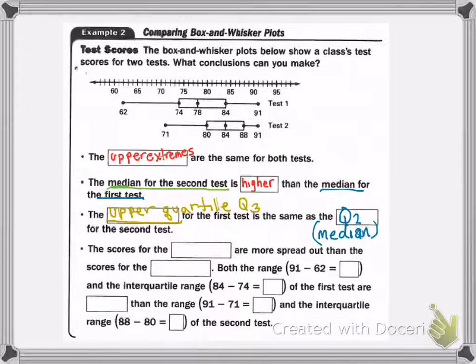So we want to compare again. So the scores for which test are more spread out than the scores for the other test. So we want to look at that. So for which test are they more spread out? And hopefully looking at that, you can see that the scores for the first test are more spread out than the scores for the second.